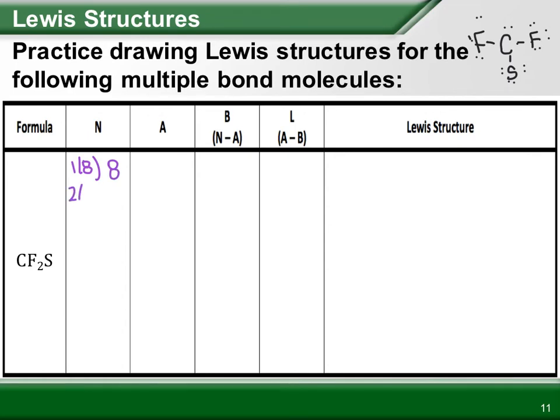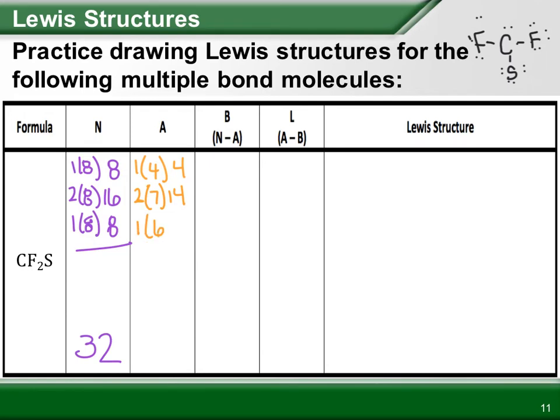There are 2 fluorines. Fluorine needs 8. And there's 1 sulfur. Sulfur needs 8. We add these up and we get a 32. For the A, we have 1 carbon, which has 4 valence electrons. There are 2 fluorines with 7 valence electrons, and we have 1 sulfur with 6 valence electrons. We add those together, we get a 24.